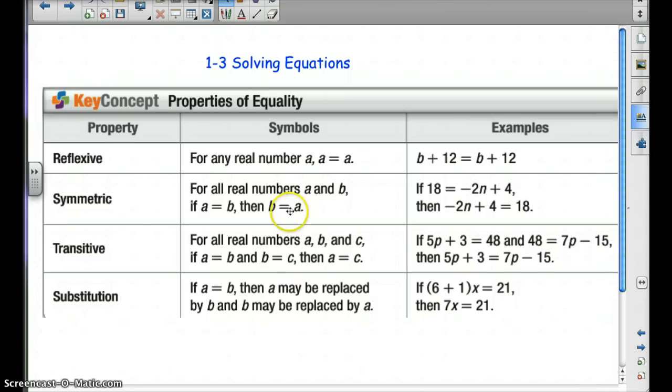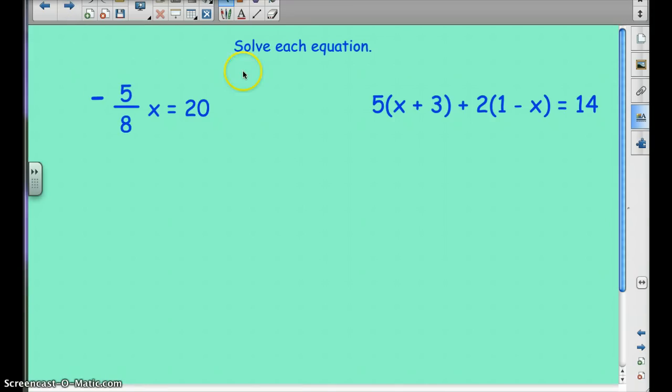I'm not going to ask you to memorize these at all. This just makes it legit to actually solve equations. So these are the things that we do. We use the reflexive property, symmetric property, transitive, and substitution. But I'm not going to have you guys memorize these. So I want to practice solving equations just to refresh our memory a little bit.